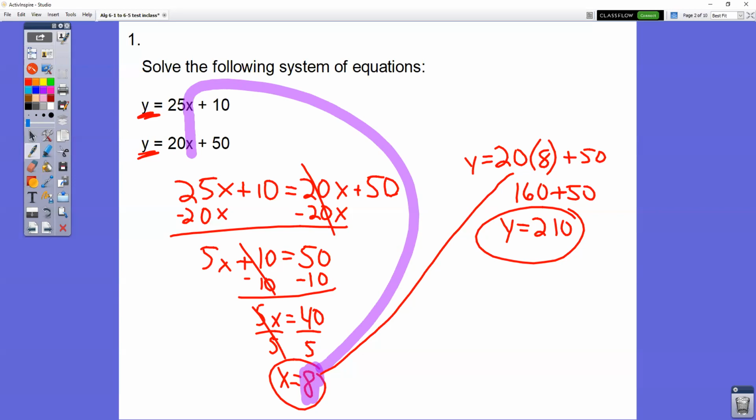Questions on that one? Again, just set them equal to each other. Both of them are y equals and y equals. Just set them equal to each other and solve.